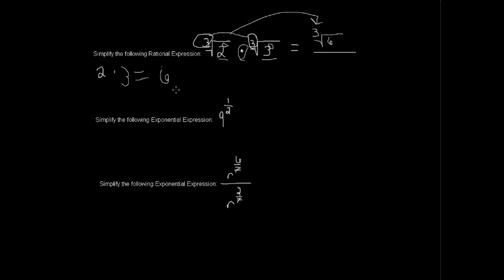Down here, this next one says simplify the following exponential expression. The easiest way to solve this is we're going to change it into a radical expression, and then if you want to go one step further, you can actually solve. But what we're going to do is just take our radical.